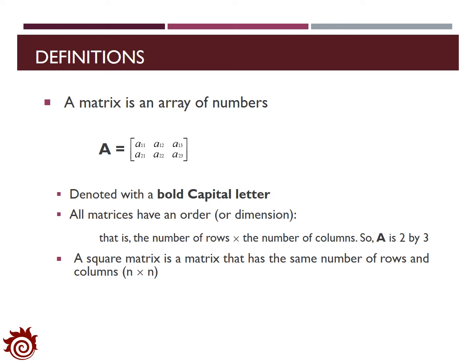Here, capital A includes 6 elements: A11, A12, A13, and in the second row A21, A22, and A23. In general, a matrix is denoted with capital letters. Also, all matrices have an order, or we call them dimensions, usually represented as the number of rows times the number of columns. For example, capital A here is defined as a 2 by 3 matrix. Another specific matrix, called a square matrix, has the same number of rows and columns, that is n by n.